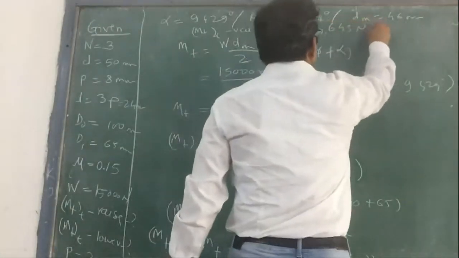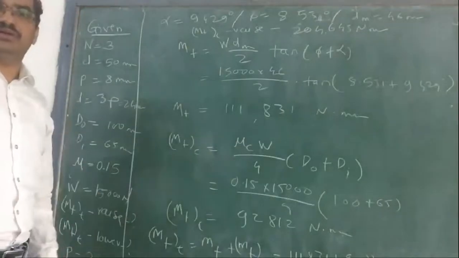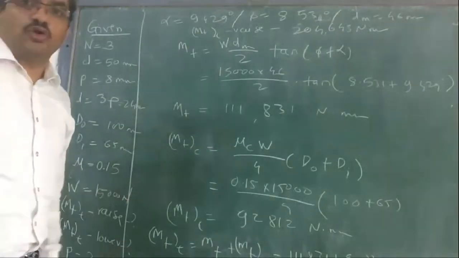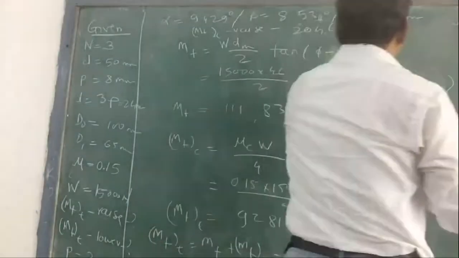204,643 Newton. Okay. Why am I not rubbing it? Because I will need exactly the same formula for lowering the load. The only thing that will change here is phi minus alpha. So this will be only.